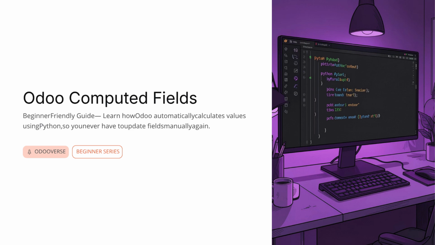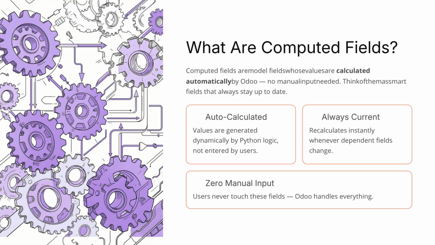So let's get started. Computed fields are fields whose values are calculated automatically by Odoo. Users do not manually type these values. Instead, Python logic generates the values dynamically. For example, total marks, invoice totals, salary calculations, or pass/fail status. And the best part, these fields always stay updated whenever related data changes.